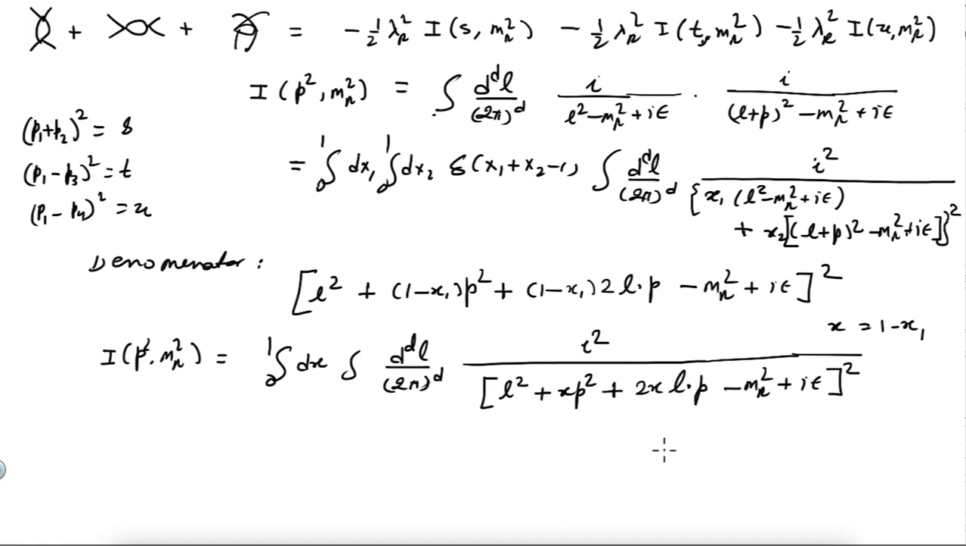Okay, now we should do what? We should complete the square. Okay, so let's complete the square. The denominator you can write as L plus XP whole square. You should check that this is something you can get. P square minus mr square plus epsilon.